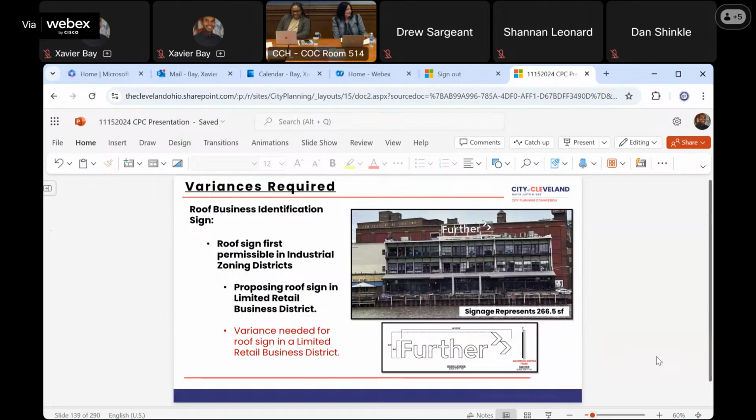Or further. All right, my turn. We will move to approve further signage with the conditions as laid out for the variance needed for a roof sign in a limited retail business district. Motion and a second, call the roll. Anthony, yes. Carrie, yes. McCray Scott, yes. And Sergeant, yes. Motion carried.